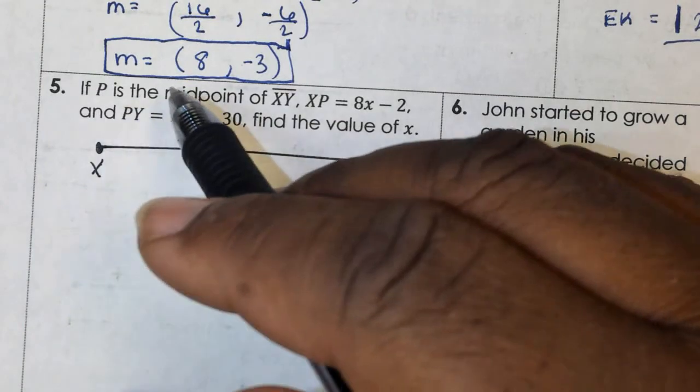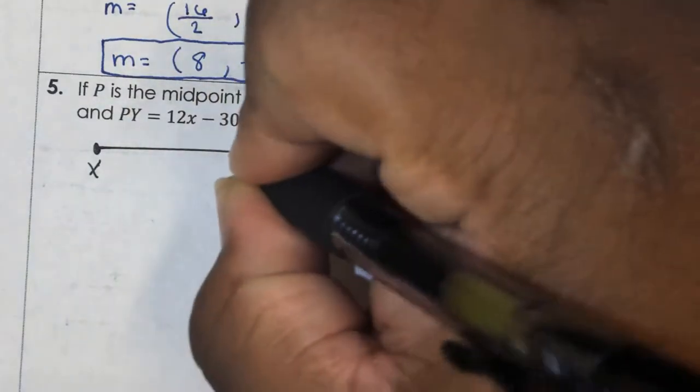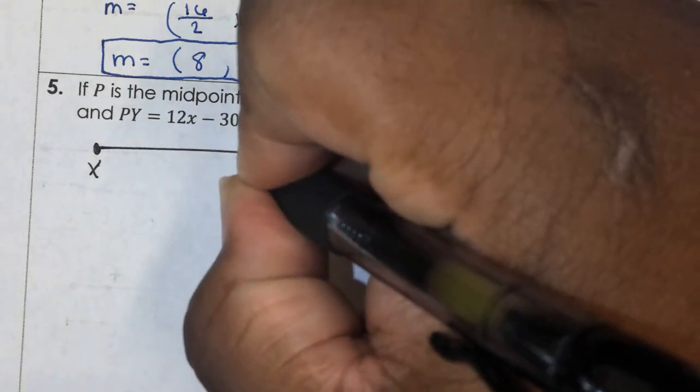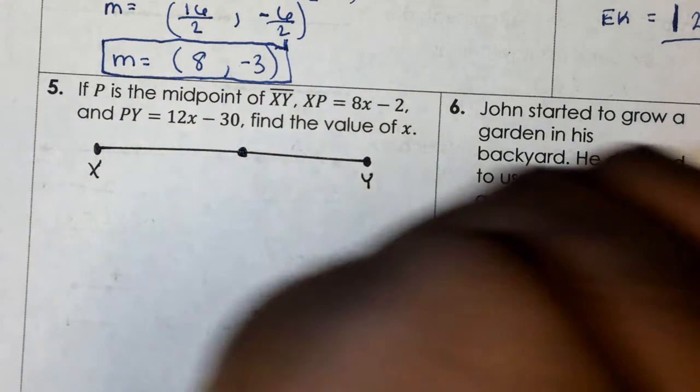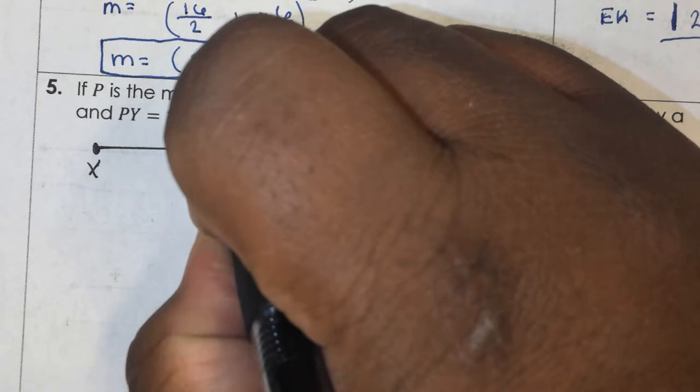They said P is the midpoint, so I know P is in the middle. So I'm going to gauge the middle. You know, I may not do it the best. I'm not about to measure to get the middle. I just need to show a representation of this. So I'm going to gauge that as being my middle or close to it. And I'm going to put a P there.